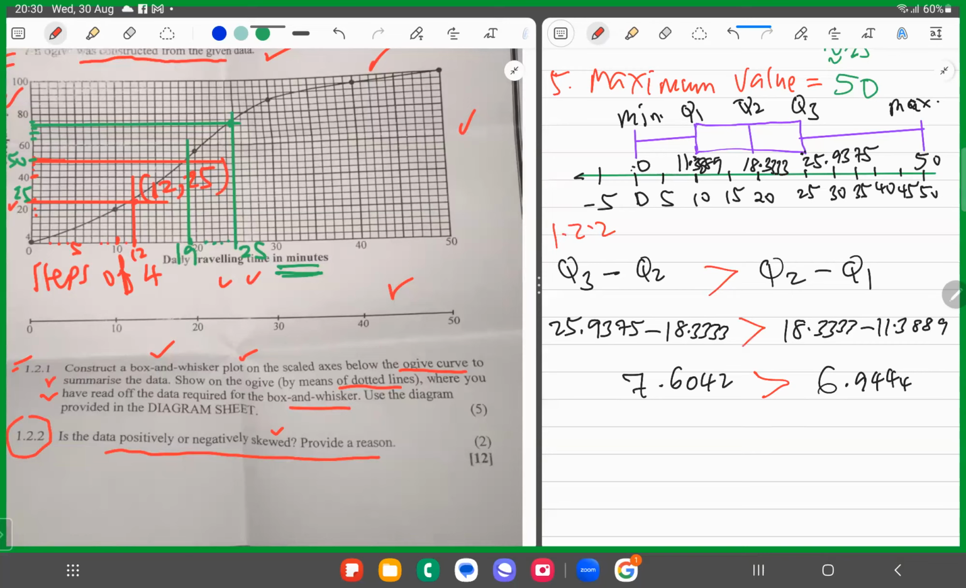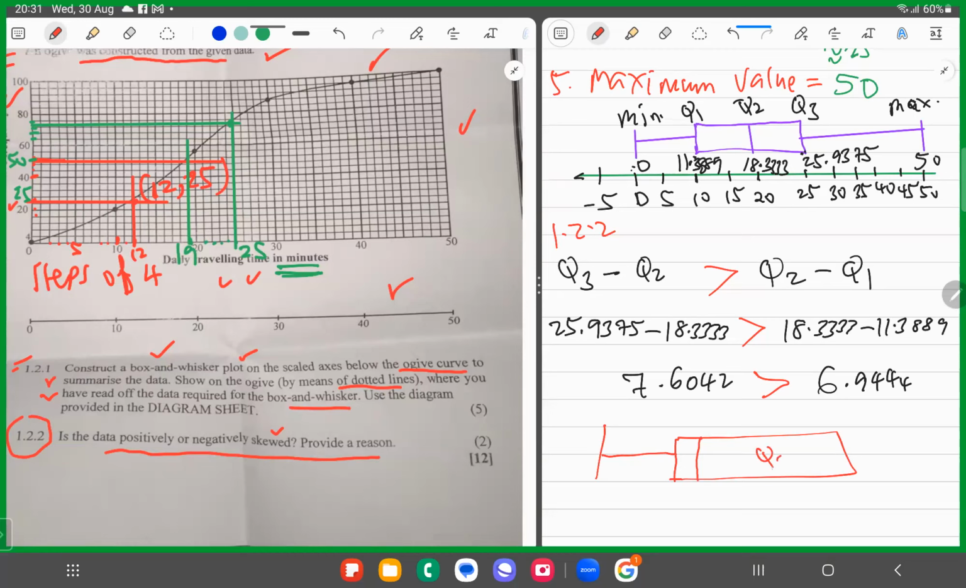Right, so we're able to see that Q3 minus Q2 is bigger than Q2 minus Q1. And so the minute you can see that Q3 minus Q2 is bigger than Q2 minus Q1, what it means is that the box and whisker plot obviously is not drawn to scale in the diagram we drew together, but it means that if Q3 minus Q2 is bigger, you have something like this.